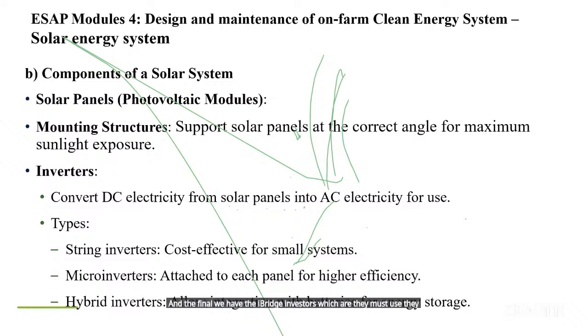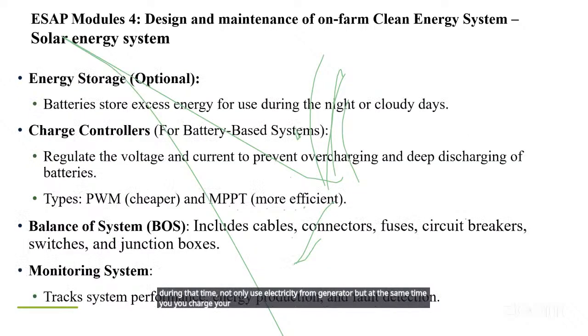They allow integration with batteries for energy storage. These hybrid inverters are very good because not only you connect the solar panel to batteries, but you can also connect the grid to the batteries or a generator to batteries, because when sunshine is not there or the system can have some fault, you can use the generator, let's say for about 2 hours. During that time, not only do you use electricity from generator, but at the same time you charge your battery. And these hybrid inverters, they are well indicated.